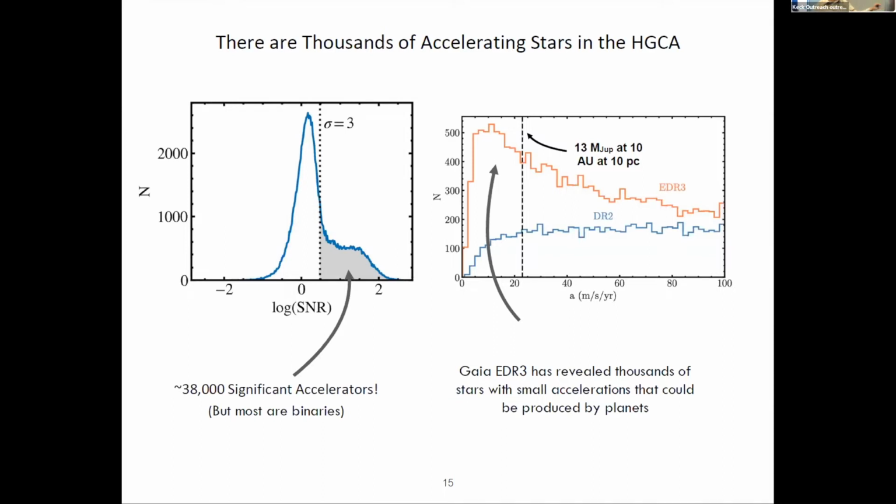The plot on the right compares the magnitude of the acceleration between the DR2 and Gaia EDR3 versions of the HGCA, in meters per second per year. And the takeaway here is that there are thousands of these stars that have these low magnitude accelerations that could conceivably be produced by planets. We just need a way of sifting through all the binaries.